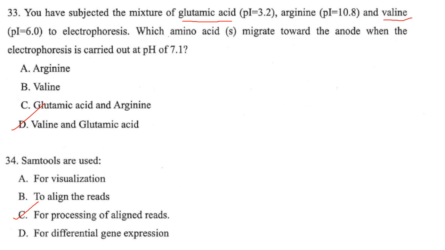So which of the given amino acids will be negatively charged? As I already told, if pH is greater than PI, the amino acid will be negatively charged. In which amino acids is pH greater than PI? It is glutamic acid and valine. For glutamic acid and valine, the PI is less than pH, so they will migrate towards the anode. So the answer here is valine and glutamic acid. Answer is option D.